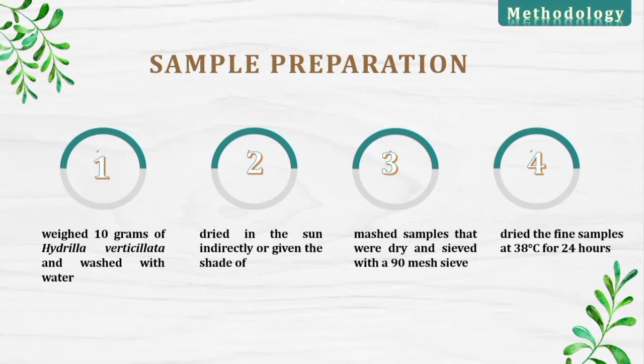Third, blend the dry sample and sieve it with a 90 mesh. The function of sieving is to uniform the size as well as refine it to increase the surface area. Then the last, the fine sample was dried at 38 degrees Celsius for 24 hours to maximize sample drying.